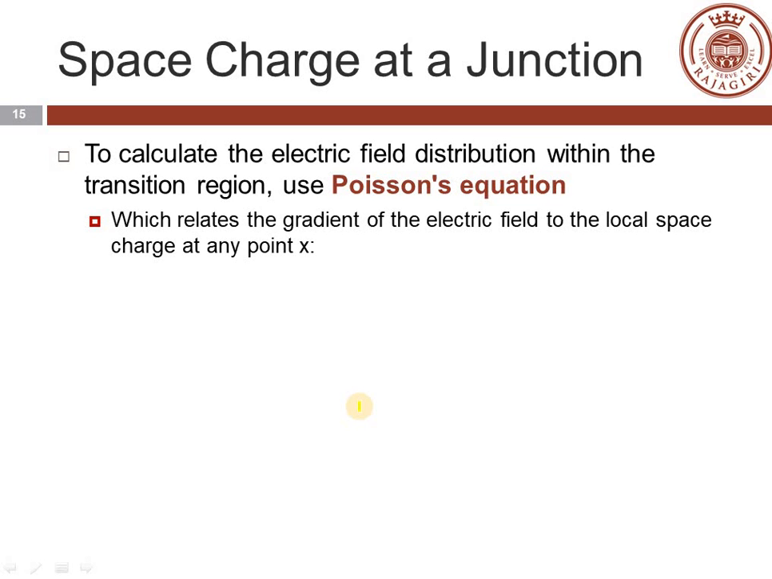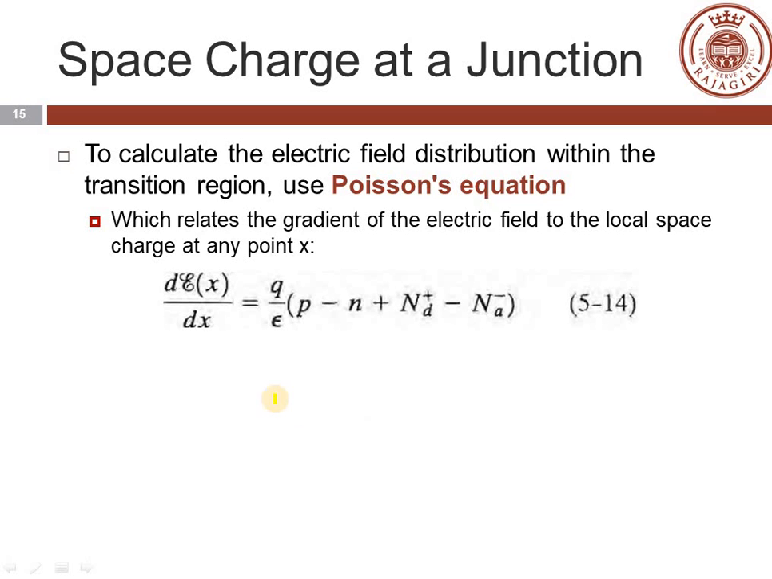Now, to calculate the electric field distribution within the transition region, we will use Poisson's equation. Poisson's equation relates the gradient of the electric field to the local space charge at any point x. Or we can write that the gradient of the electric field is proportional to the sum of all charges at that particular point x. So we can write d by dx of E of x is proportional to the sum of all charges: charges of holes, charges of electrons, charges of donor atoms, charges of acceptor atoms, considering positive or negative charges.